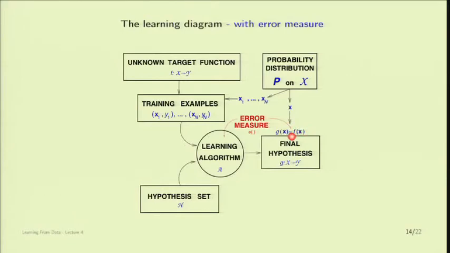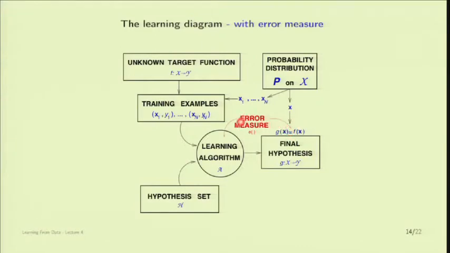This statement is qualitative. The final hypothesis approximates the target function. This is what gives it a number. This gives it a grade, and you use the error measure to quantify this approximate thing.